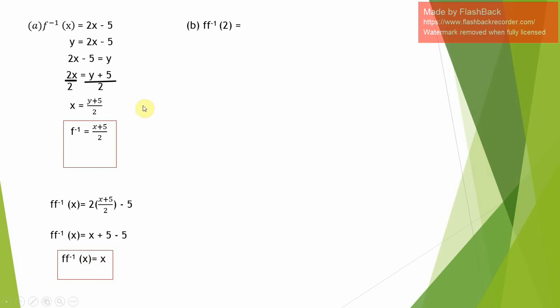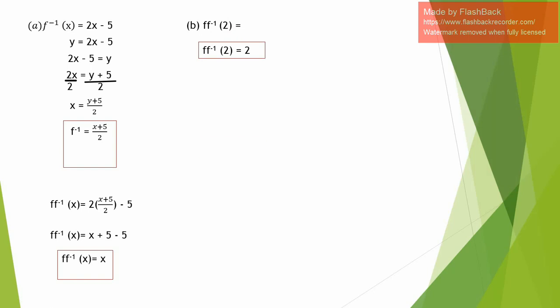Now I said we cannot find f inverse of 2 without knowing what f inverse is. Since we have now found it, if you compare this equation and this one here, the only difference is this 2. Where there's x, here there's a 2, which means the value of x is 2. So we'll finally say f inverse of 2 is 2.